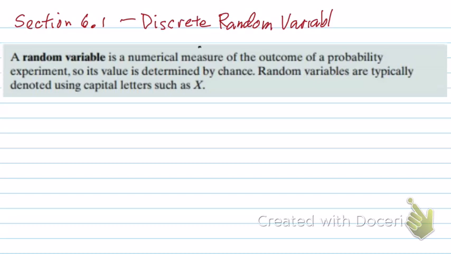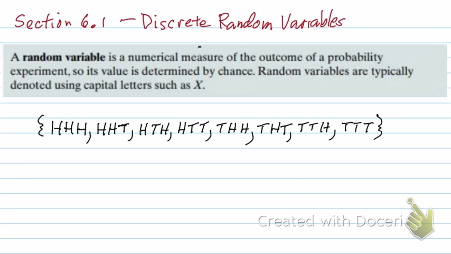And if you read this definition in the book, numerical measure of the outcome of a... okay. What does that even mean? Well, here's an example. If I flip a coin 3 times, or if I flip 3 coins all at once, here's the possibilities that could come up. All heads, heads, heads, tails. And so I just made a list of what's in that set of outcomes. And that's all of them. There's 8 of them.